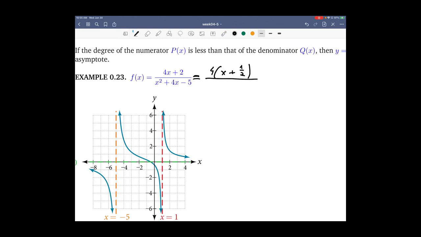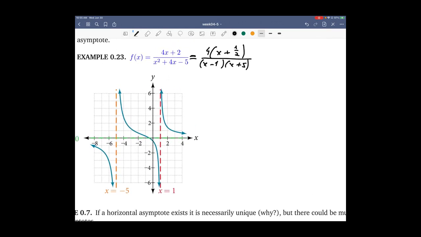And the denominator factors as x minus 1 root times x minus the other root. And what are the roots? The roots are 1 and negative 5. So we see immediately that x equals 1 and x equals negative 5 are vertical asymptotes. Indeed, that's what we see in the picture.